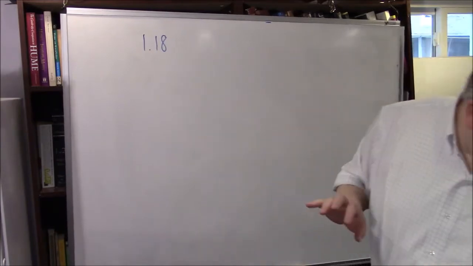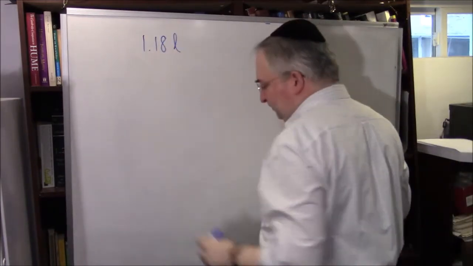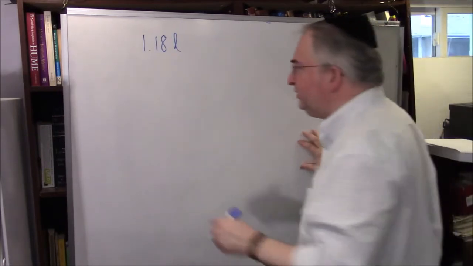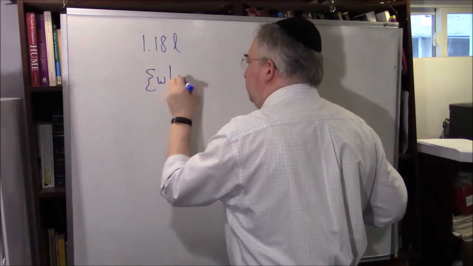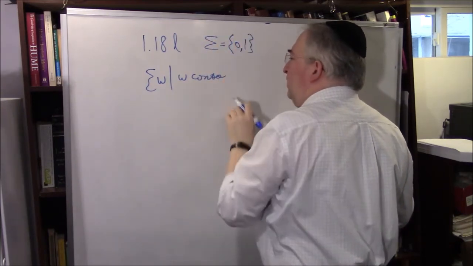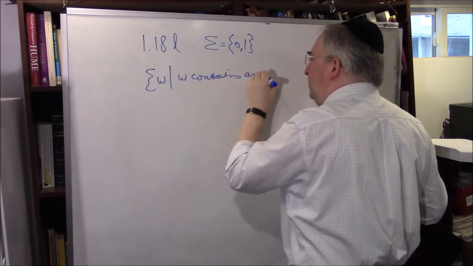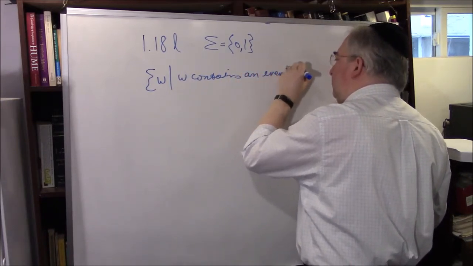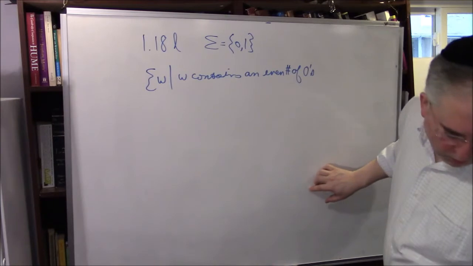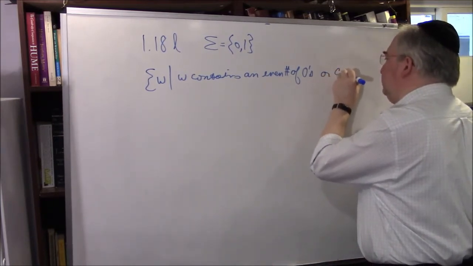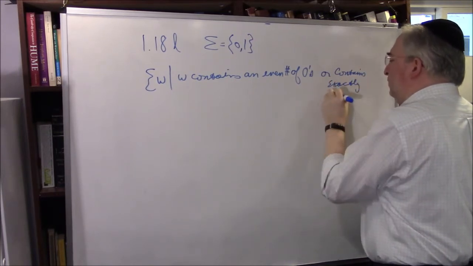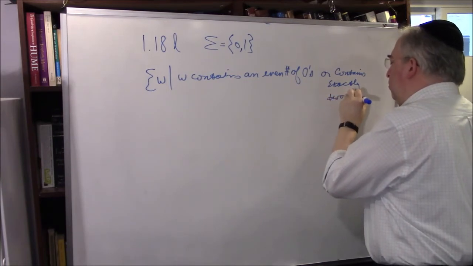1.18. I think this is L, and it goes as follows. W contains an even number of zeros or exactly two ones. So the alphabet is 0, 1. W contains an even number of zeros or contains exactly two ones.